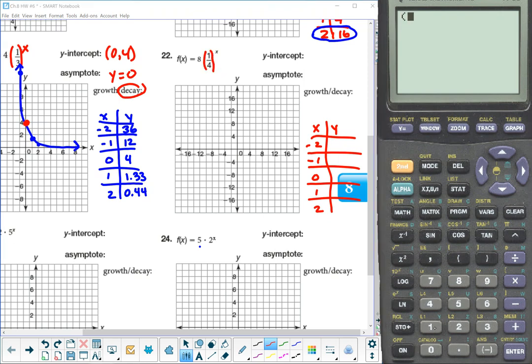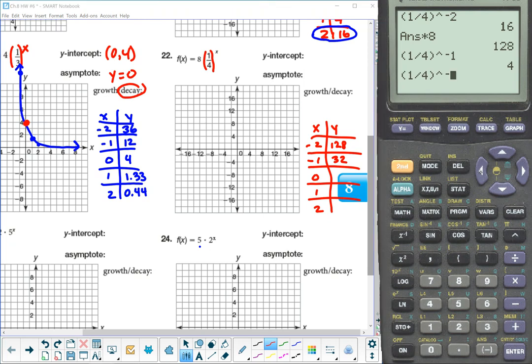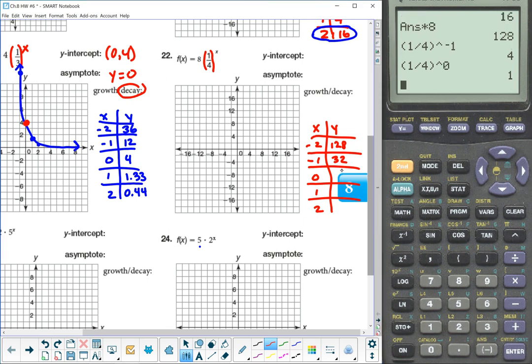Okay, so 1/4 to the power of -2. That's 16 times it by 8. That's a big old number. 128. So the answer is 128. Okay, do the same thing, but this time times it by -1. Get 4, and I don't need to do the math here. 4 times 8 is going to be 32. Okay, if I do it again with 0, you get 1. So if I do it again, I get 1 times by 8, I get 8.